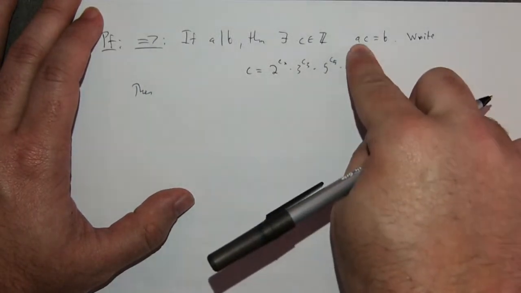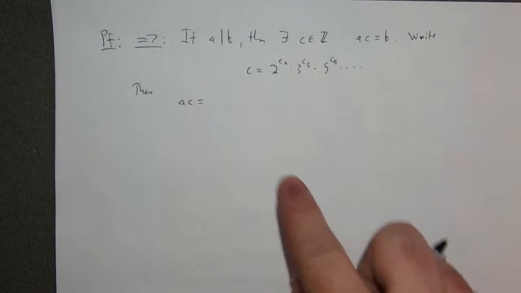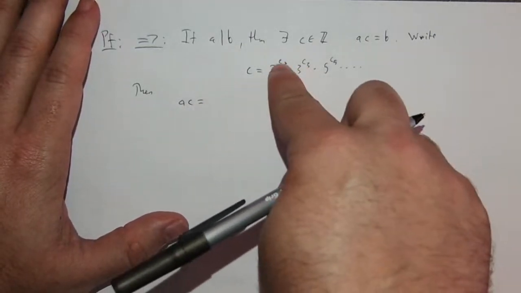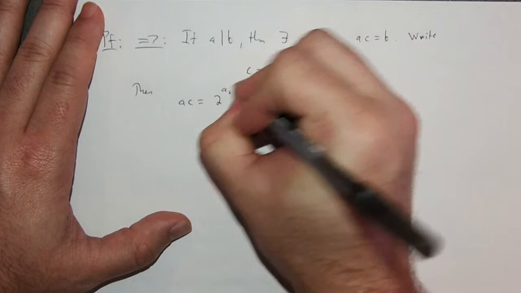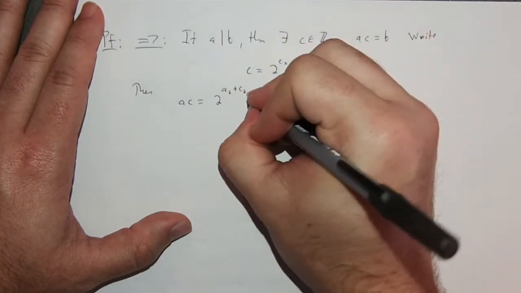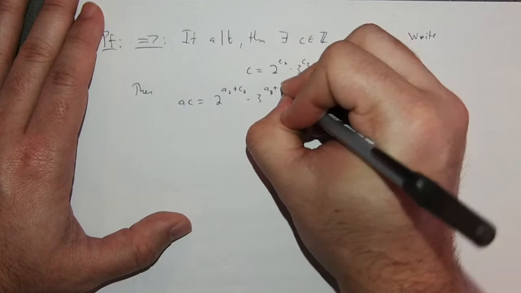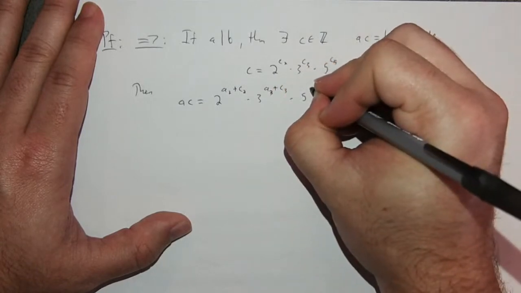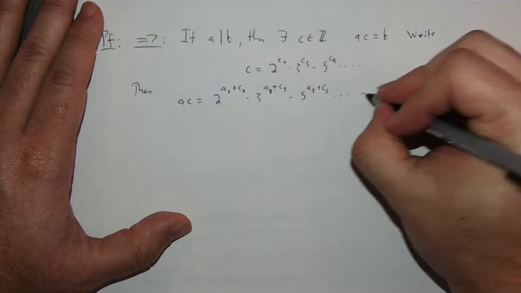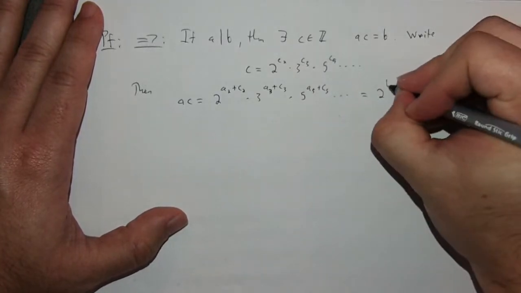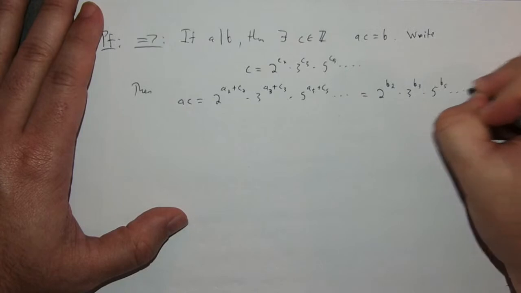Then if that's the case, I multiply a times c. So a times c is, a was similar except the exponents were a sub 2, a sub 3, a sub 5. So this is 2 to the a sub 2 plus c sub 2, times 3 to the a sub 3 plus c sub 3, times 5 to the a sub 5 plus c sub 5, and so on. And that is equal to the expression for b, which was 2 to the b sub 2 times 3 to the b sub 3 times 5 to the b sub 5, and so on.